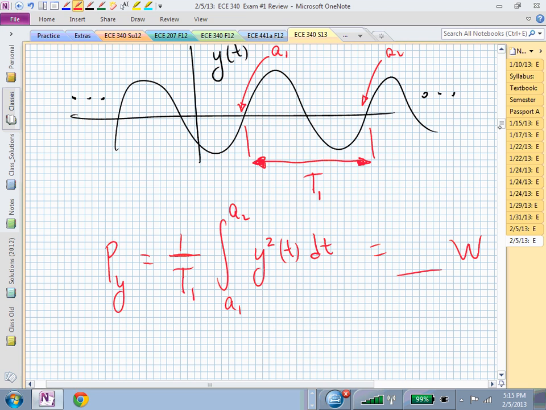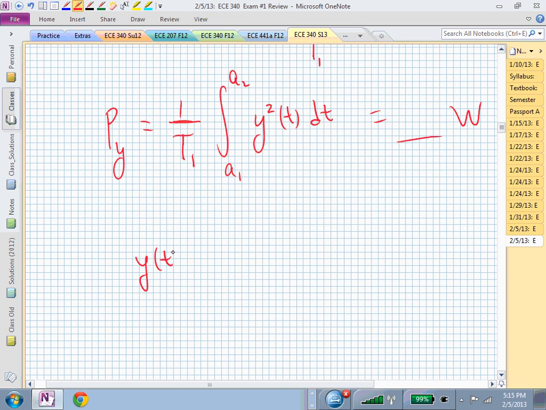So if y of t, let's say that's a cosine of 50 pi t, what's the power in that y of t? And this is true, let's say, for all time. Maybe I should say y bar. What do we know about that waveform?